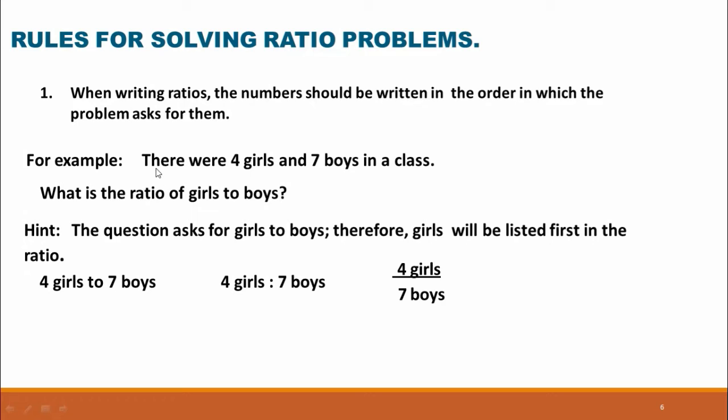We have a description: there are 4 girls and 7 boys in the class. So this is the description. Now, how to present this description by ratio? First of all, put the quantity which is asked first. So in this question, girls to boys. Therefore, girls will be listed first. So 4 girls to 7 boys, or 4 girls colon 7 boys, or 4 divided by 7.